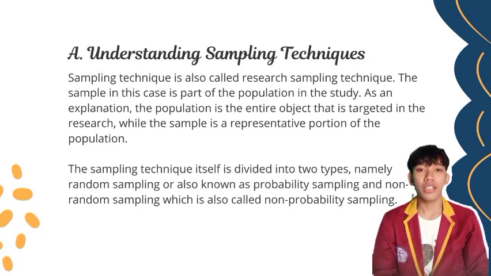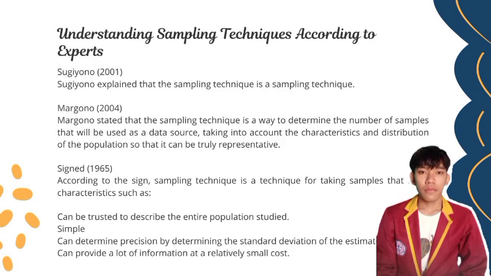The sampling technique itself is divided into two types, namely random sampling, also known as probability sampling, and non-random sampling, which is also called non-probability sampling. Understanding sampling technique according to experts: 1. Sugiyono, 2001. Sugiyono explained that the sampling technique is a technique of taking samples. And 2. Margono, 2004.